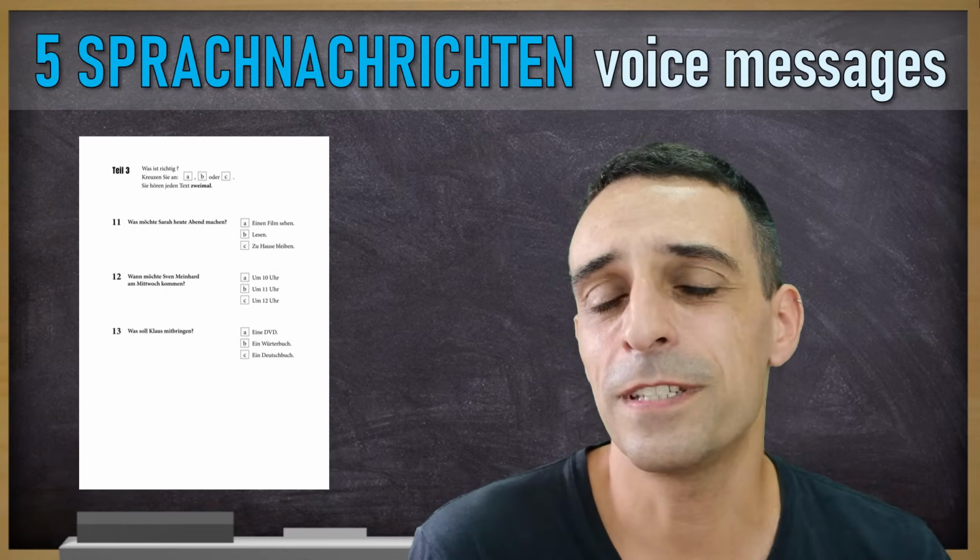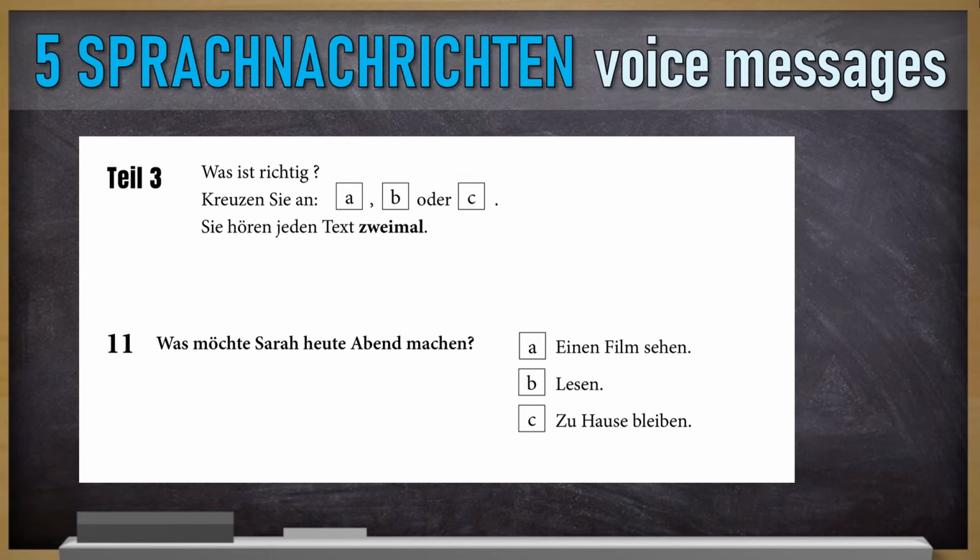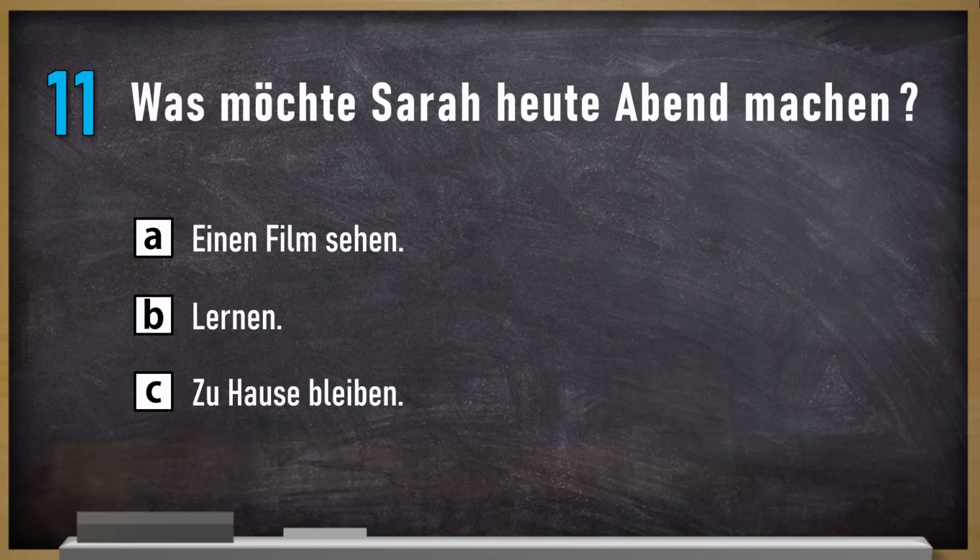It's kind of similar to the first part. There's a question and you have A, B und C. The difference is that there is only one person speaking. Genau wie in Teil 1, you will listen twice to each text. But be careful, there is no example here. In the third part, it starts with number 11. Du beginnst direkt mit Nummer 11.